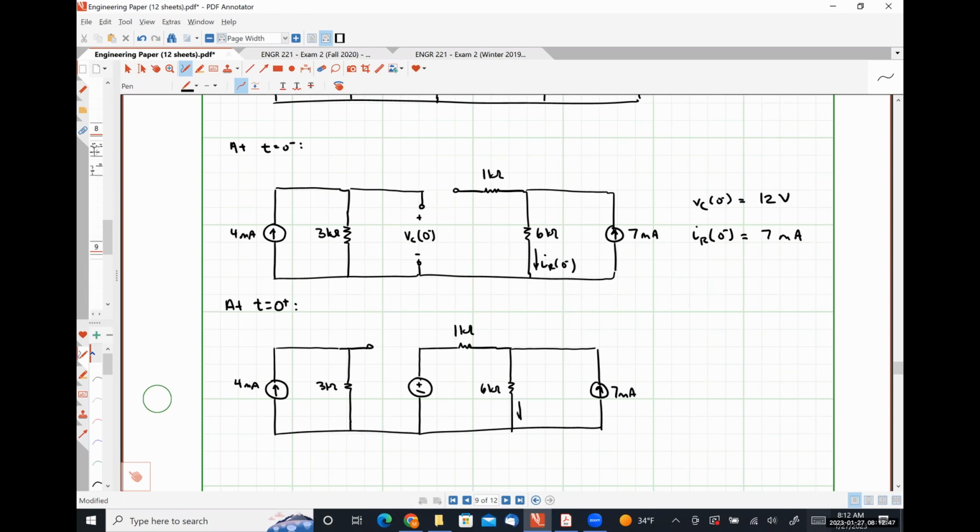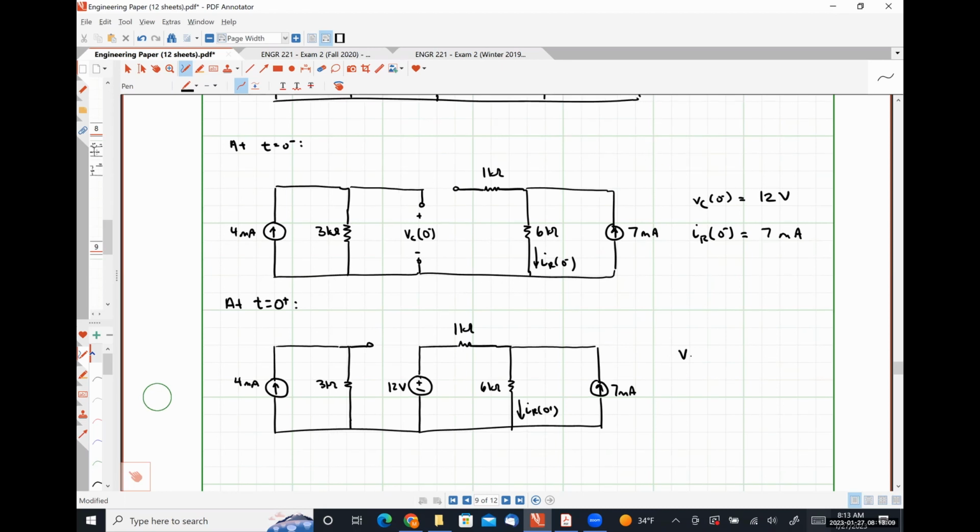So here's my resistor current, IR at 0 plus. The voltage source that is representing my capacitor will have the same voltage and polarity that my capacitor voltage had at t is equal to 0 minus. That's why it's positive polarity on top, and also that's why it's 12 volts. Since our capacitor voltage cannot change abruptly, we can write with no analysis whatsoever that VC at 0 plus has to be 12 volts, which is what we've substituted in here with that voltage source.